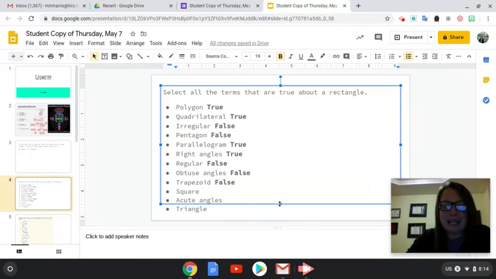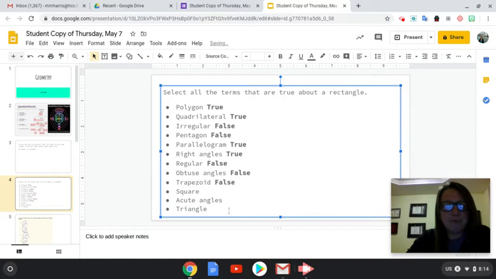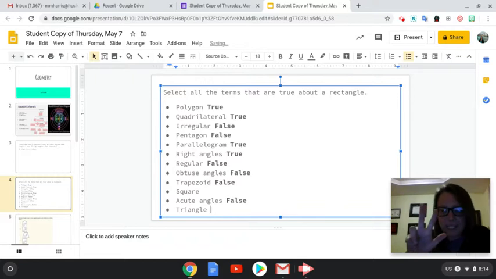Can a rectangle be a square? Let's go back to that one. Okay? And we said that a rectangle has acute angles. No, it has right angles. Good, those square angles. And a triangle has how many sides? 3. So can a rectangle be a triangle? False. All right, now let's look at a square.